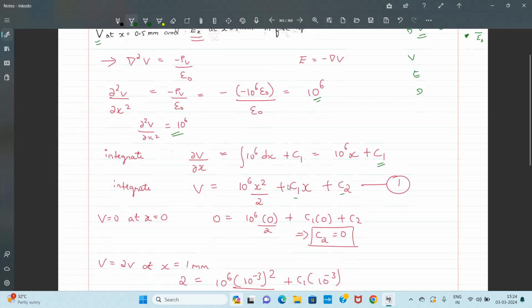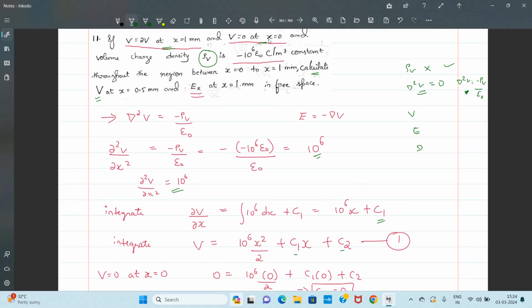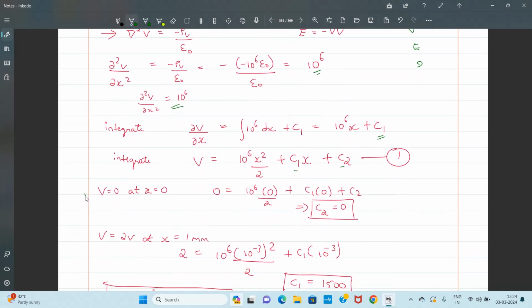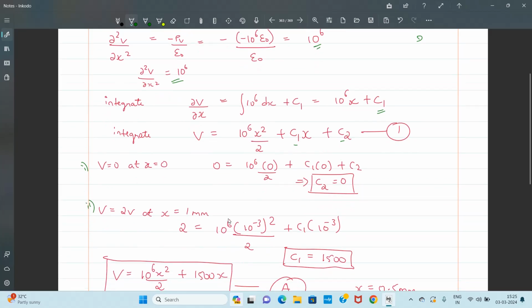And to find c1 and c2, you are going to take the help of these initial conditions. That is what is done here. These are the two initial conditions. With the help of these two initial conditions, you can find out the value of c1 and c2. First condition is given as v equal to 0 at x equal to 0. So in this equation, make v 0 and x 0. Simplify it, you will get c2.